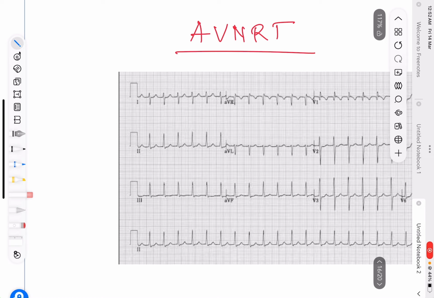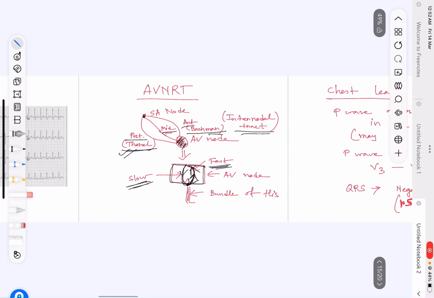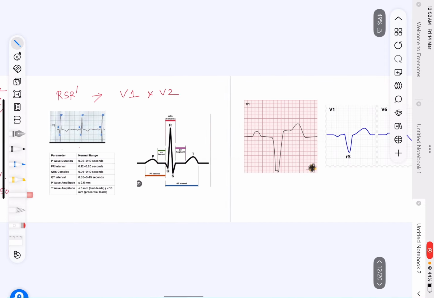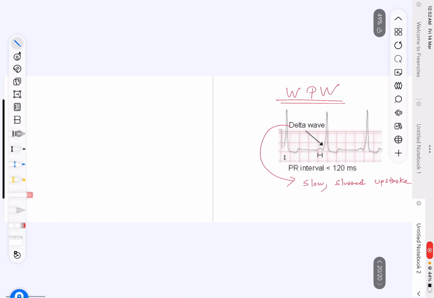Okay. So AVNRT is done. Now let's study Wolff-Parkinson-White syndrome.